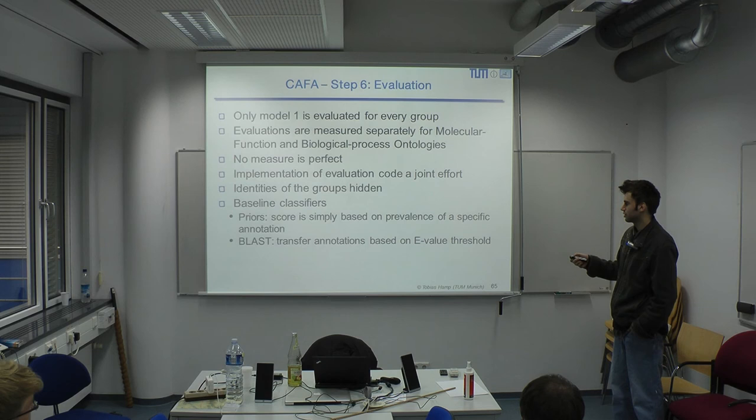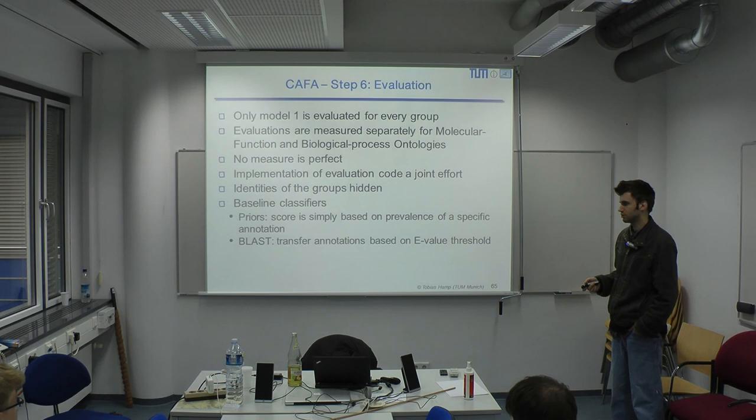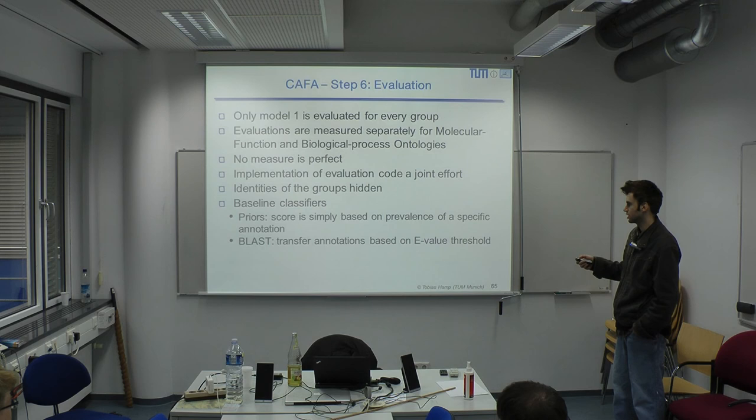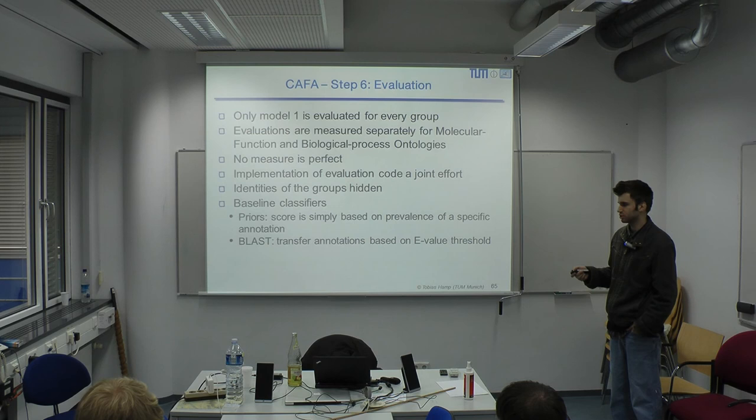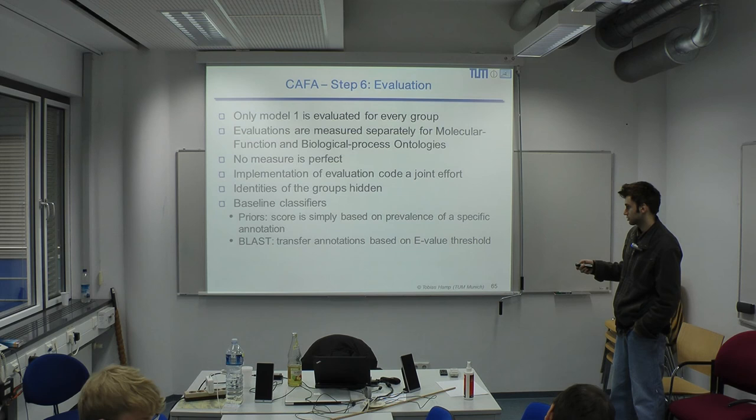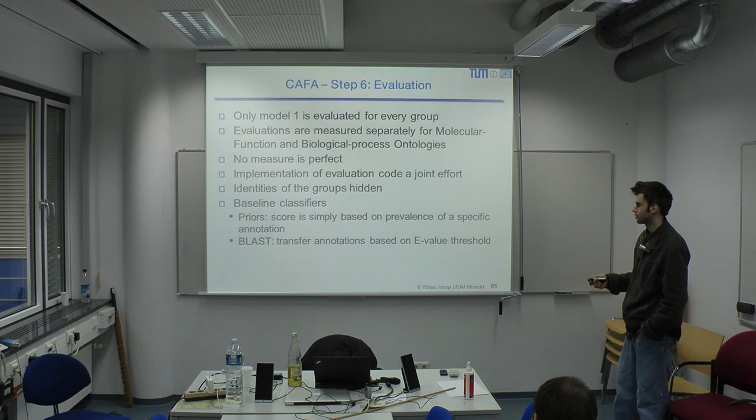And finally, you compared, there was a comparison similar to the one that we did with a method called priors, which simply assigns scores to each GO term based on the frequency in the whole gene ontology, and also a very simple BLAST annotation transfer that I was describing in the very beginning, which simply takes the first best hit.